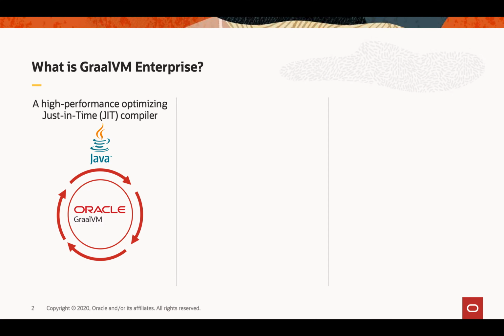So GraalVM Enterprise is a high-performance runtime that can provide significant improvements in application performance and efficiency. It is based on Oracle Java SE and can run applications written in Java, other JVM-based languages, and also languages like JavaScript, Python, Ruby, R, and LLVM-based languages.